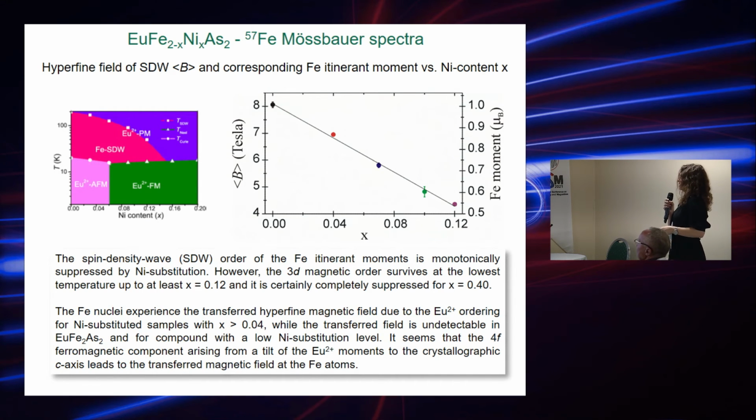Okay, so in the next slide we see the itinerant magnetic moment on iron. We can tell that its spin density wave is suppressed by nickel substitution, but 3D magnetic order survives at the lowest temperature up to at least x equals 0.20. What is the most important, that the iron nuclei experienced the transferred hyperfine magnetic field due to the europium 2+ ordering for nickel substitution samples with x higher than 0.04.